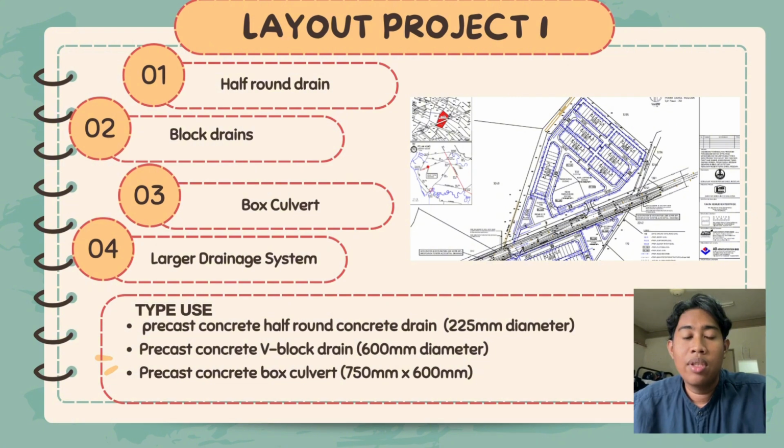Layout of surface water drainage in case study 1. First, the water will be collected into the half-round drain inside of the house. Then it will flow into the block drain that is in front of the house outside of the gate. After that, the water will flow into the box culvert at the end of the unit and lastly transfer out. The type of drainage system used for this case study is precast concrete half-round drain, precast concrete B-block drain and precast concrete box culvert.